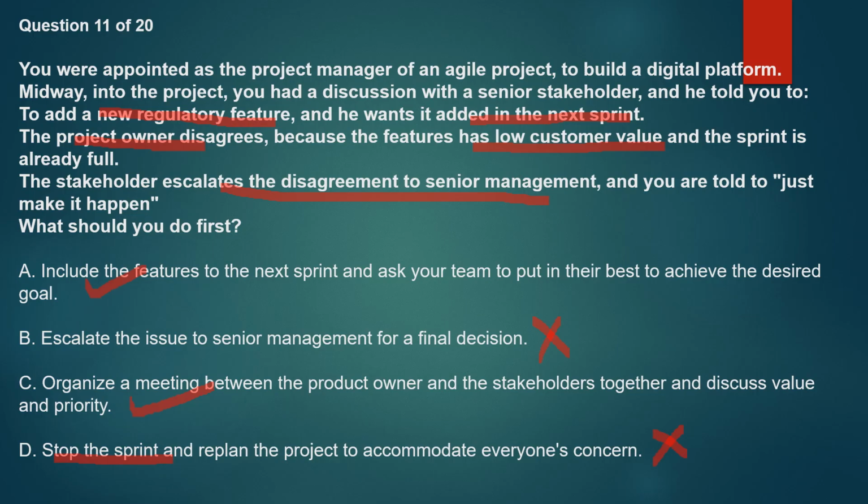So what is the correct answer now? Let's look at A again. Include the feature in the next sprint. Well, you can do this, but you can't just include it, you have to prioritize. When you are bringing in a new feature, you have to reprioritize the whole backlog and determine which is more valuable. Then you pick according to value. So this knocks A out. We are now left with C. The correct answer is C.